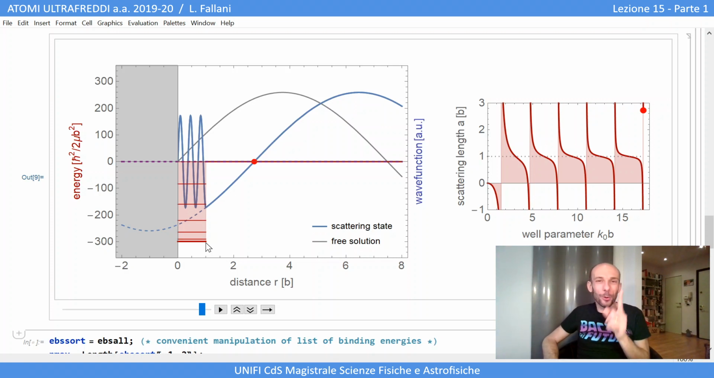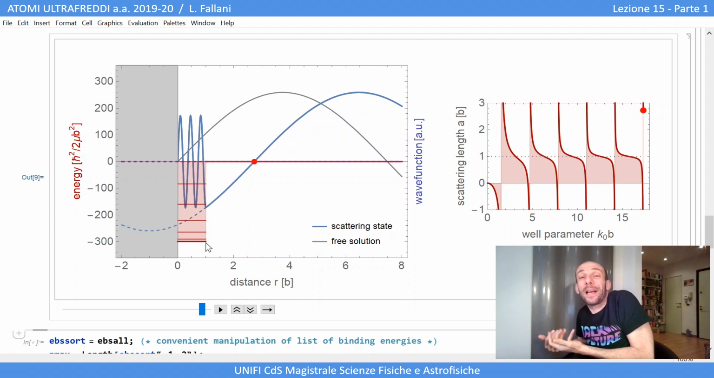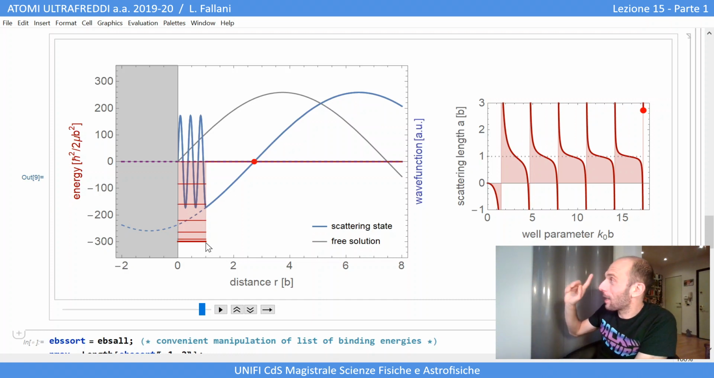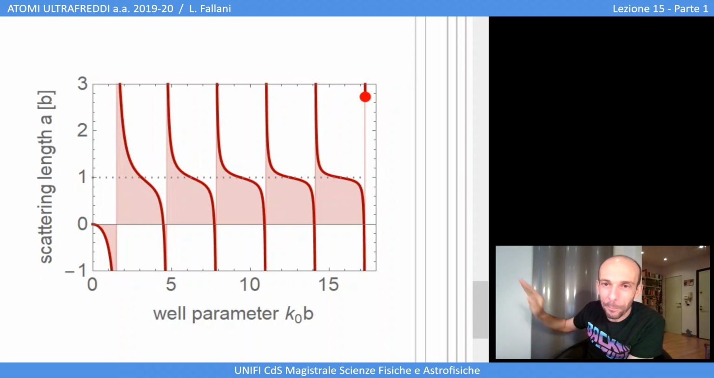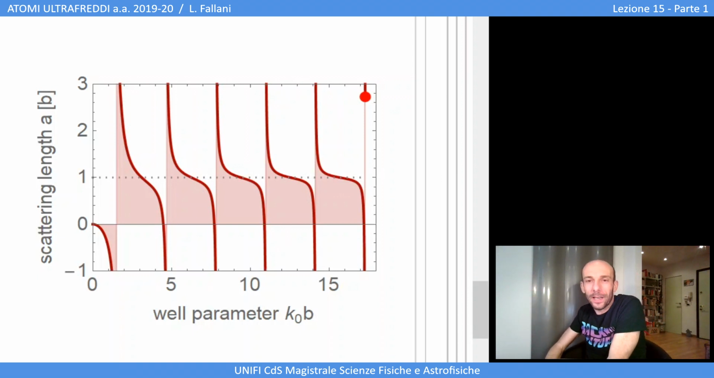And because of this quantum reflection, you see also this apparently counterintuitive result. Look now at the plot on the right with the scattering length. You see that especially when K0 becomes large, the scattering length becomes almost always positive. These regions that are highlighted in pink here are the regions for which the scattering length is positive. It becomes negative only for a very, very tiny region around these divergences.